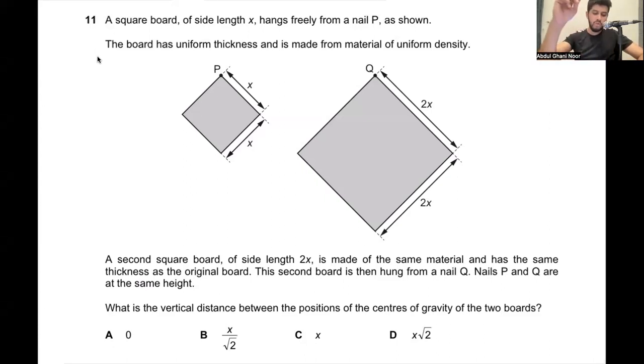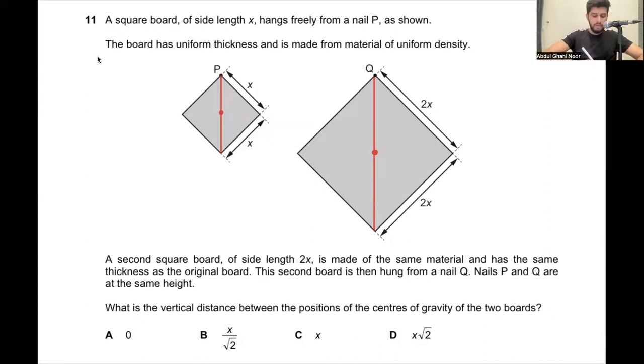Now, because this is a uniform board with uniform thickness, I know the center of gravity would lie at the geometric center here. And for this one also, it lies over here at the geometric center. So we have to find this distance. But for that, I need to find out this total distance. This is the diagonal. I'll use Pythagoras theorem because it's a square, a right angle triangle. More of a mathematical question than a physics question. Agreed.